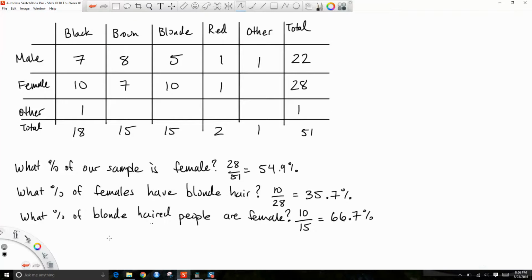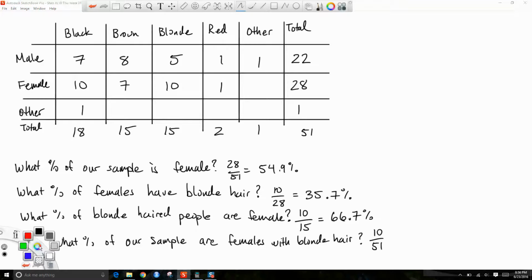And then lastly, let me just ask one more question. What percentage of our sample are females with blonde hair? Just want to give other students a chance to figure this out. So what would we answer here? 10 over 51. Because here we're asking of our sample.